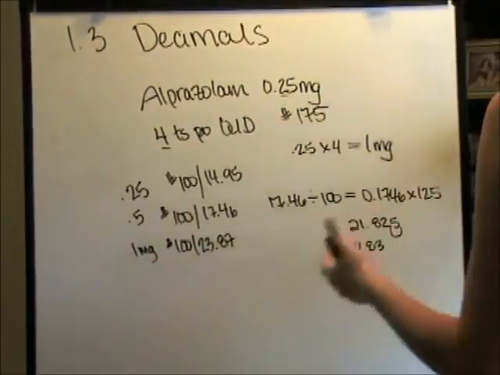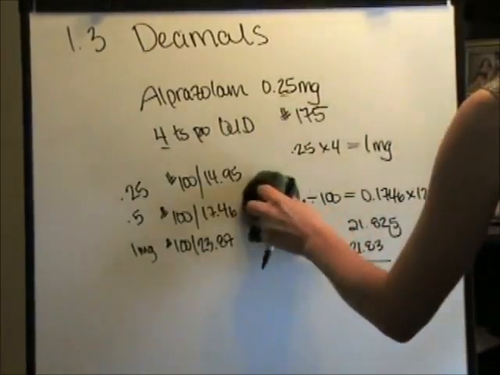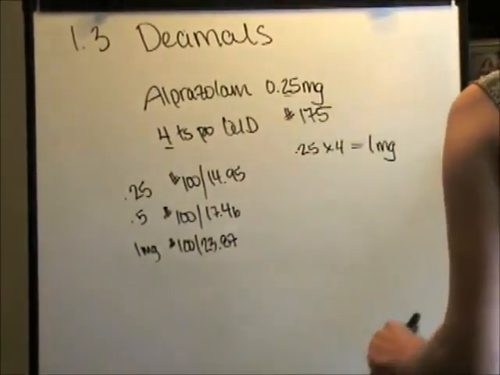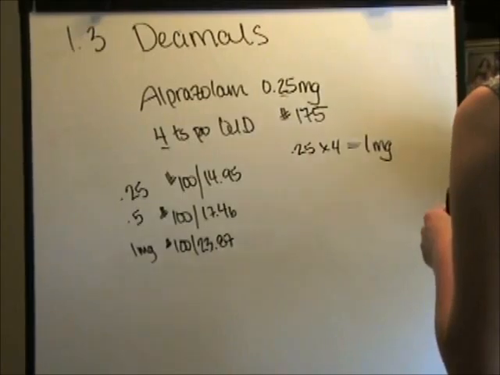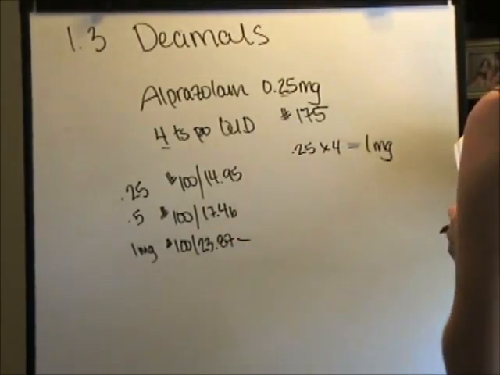So 125 of them would cost $21.83. Now if we look at the next section, question C, how much would 50 alprazolam 1 milligram cost the pharmacy?